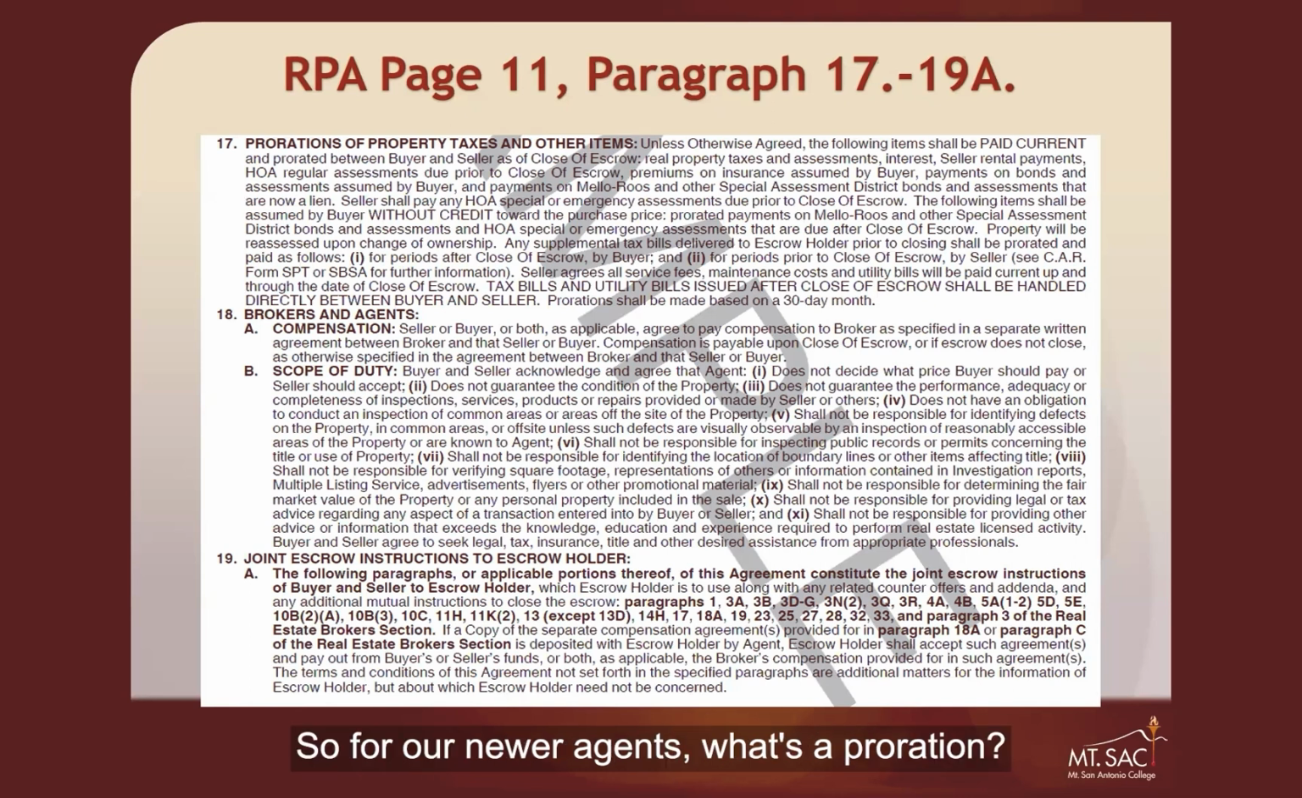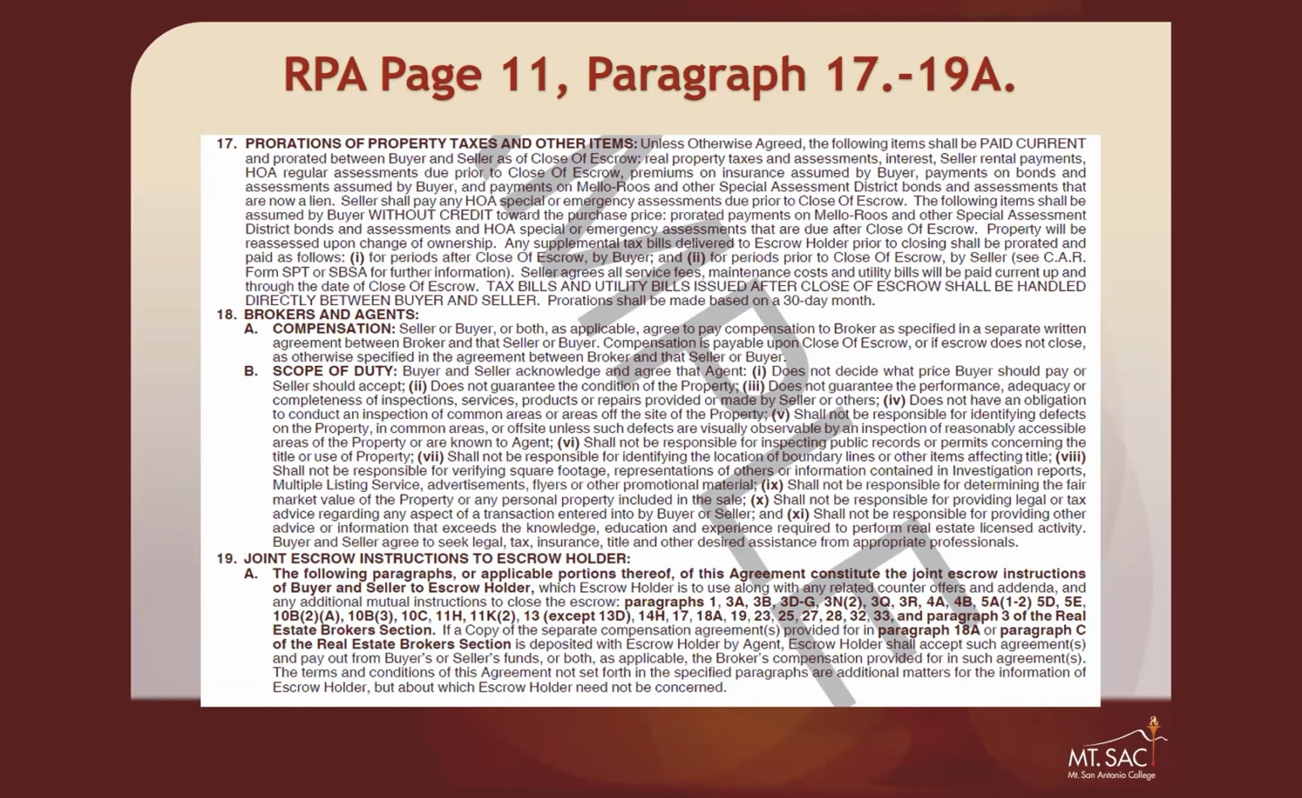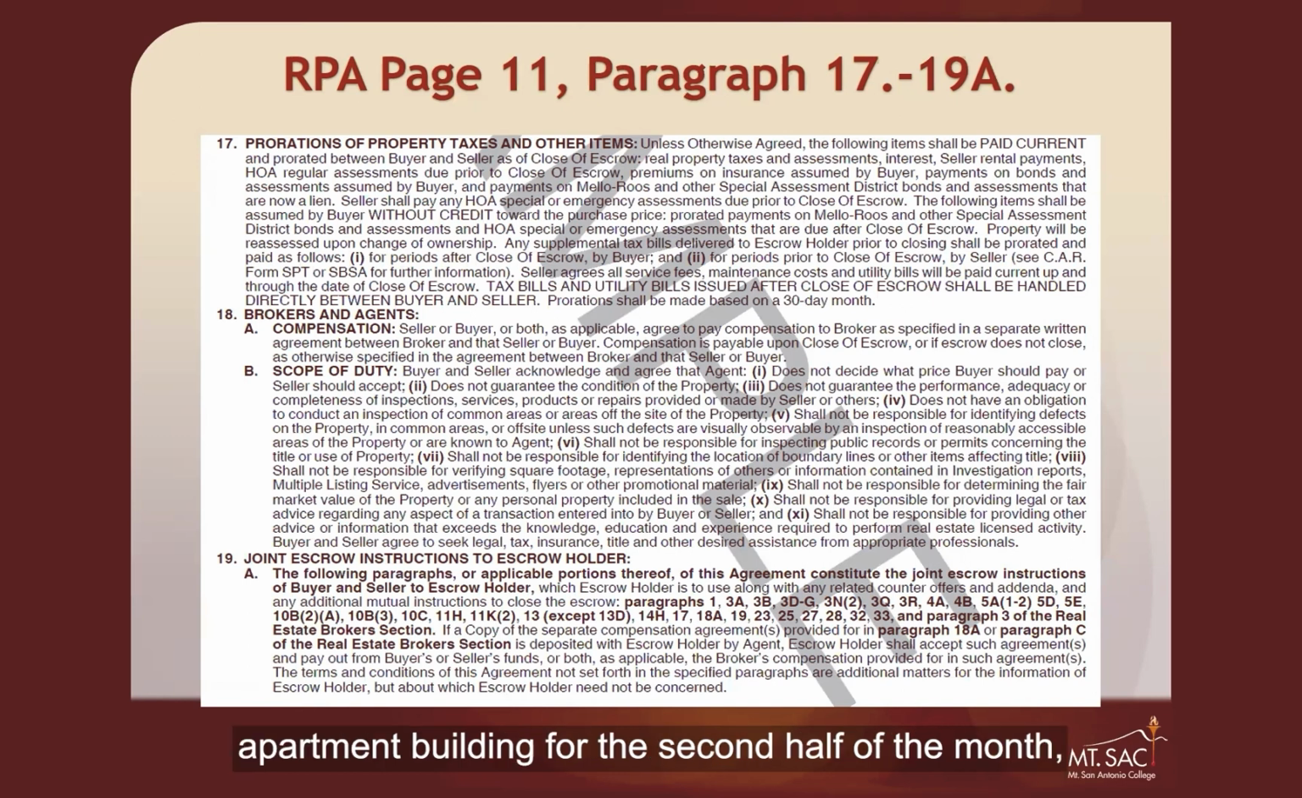Paragraph 17, proration. So for our newer agents, what's a proration? Well, a proration is an allocation of money, either income or expenses, based on the date of ownership. The easiest way to explain prorations is if we're closing escrow on the 15th of the month of an apartment building, it's safe to say that the seller's probably collected all the rents. But since the buyer is going to own the apartment building for the second half of the month, the buyer's entitled to half of those rents. So escrow is just going to reduce the amount of money that the buyer needs to pay the seller for the property based on half a month's rent, right?